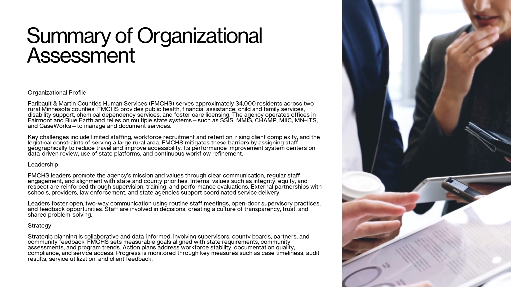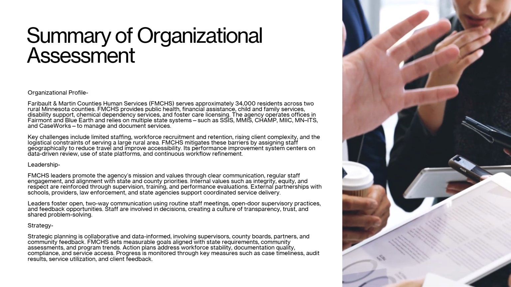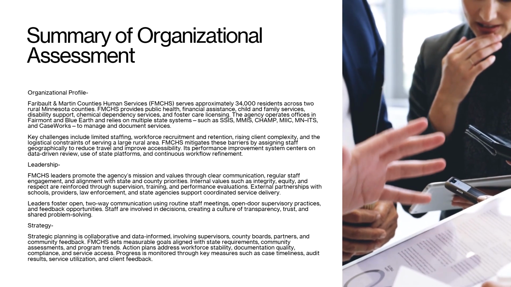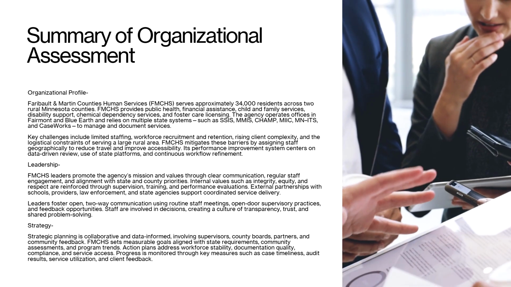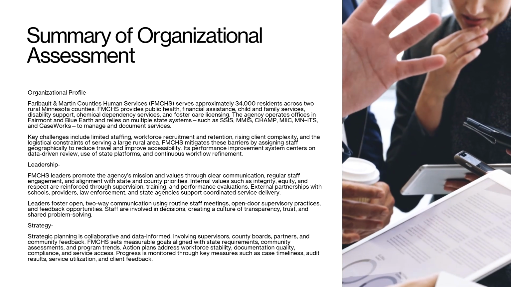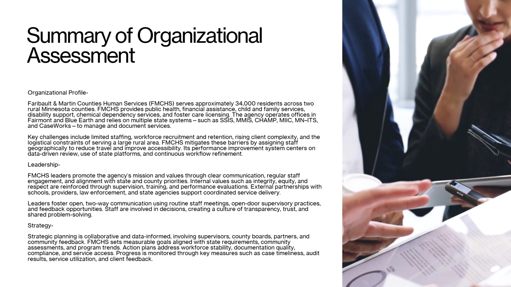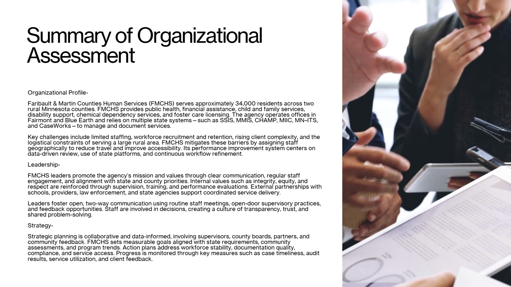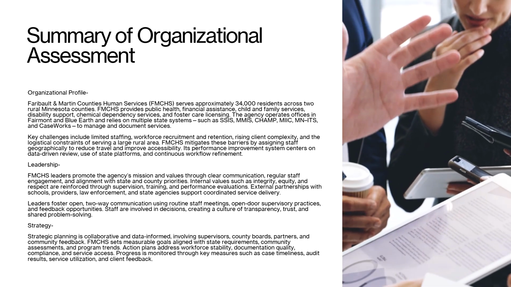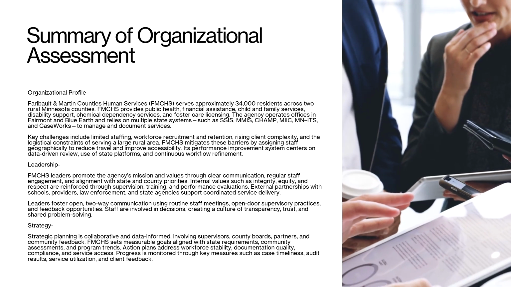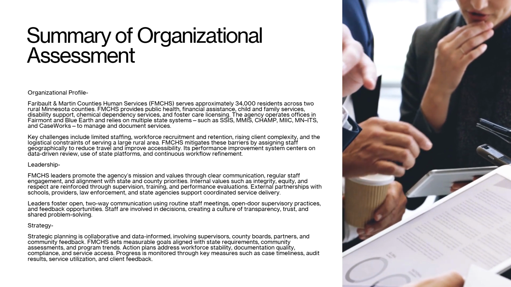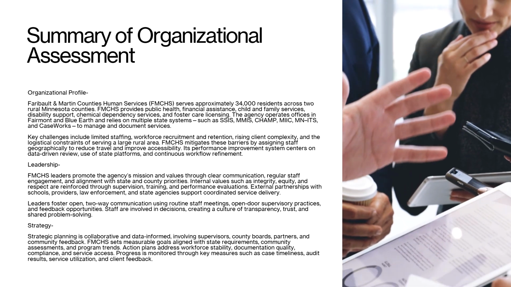Strategic planning is collaborative and data-informed, involving supervisors, county boards, partners, and community feedback. FMCHS sets measurable goals aligned with state requirements, community assessments, and program trends. Action plans address workforce stability, documentation quality, compliance, and service access. Progress is monitored through key measures such as case timeliness, audit results, service utilization, and client feedback.